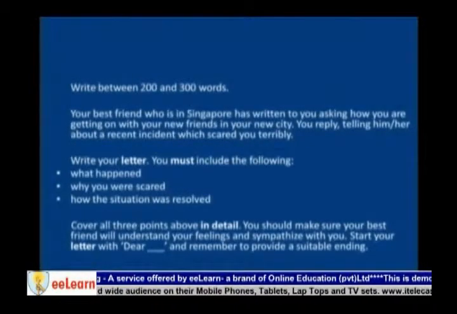While looking at the letter carefully, I said that in task fulfillment you will be given rubrics, which are instructions that are given to you by the examiner. If you look clearly, we will find the limit of 200 and 300 words given to us, then the 3 bulleted points that state what happened, why were you scared, how the situation was resolved, and then the examiner wants you to cover all 3 points in detail, and you need to start your letter with Dear, whatever the name of your friend, provide a suitable ending. We need to understand the tone of the letter. Assuming it is written to a friend, it is naturally informal.